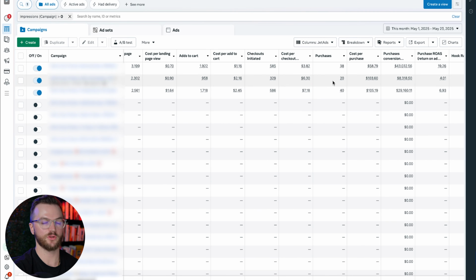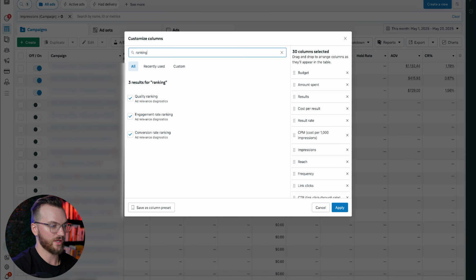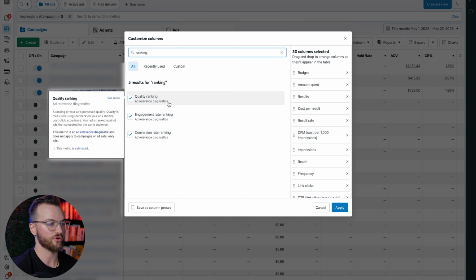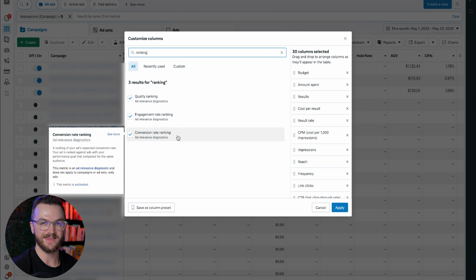The main metrics that Facebook actually uses when determining your Facebook ad costs is 3 things. If I go to customize columns right here, what I can do is just search for ranking, and you're going to see these 3 different rankings right here. You have your quality ranking, engagement rate ranking, and conversion rate ranking. These are the biggest things that determine your Facebook ad costs.